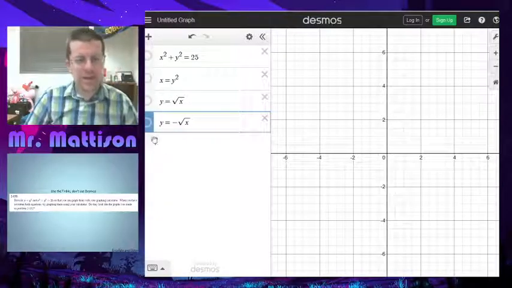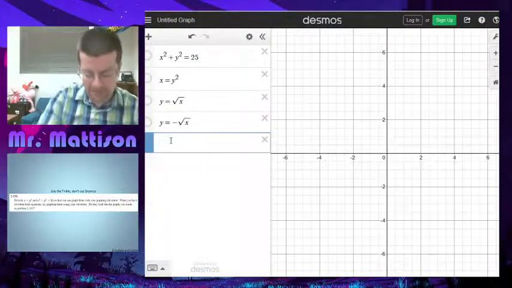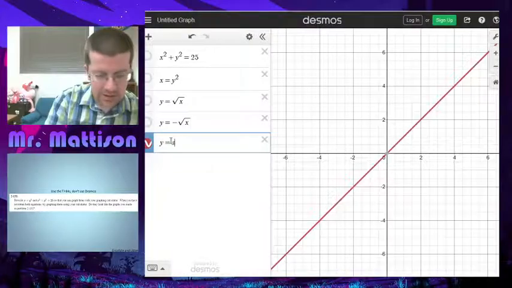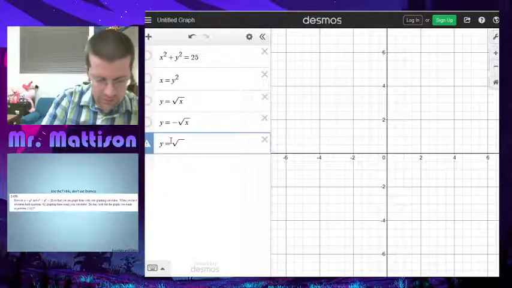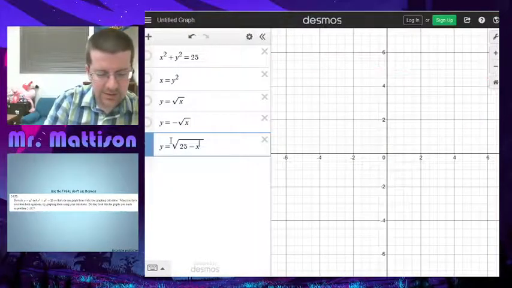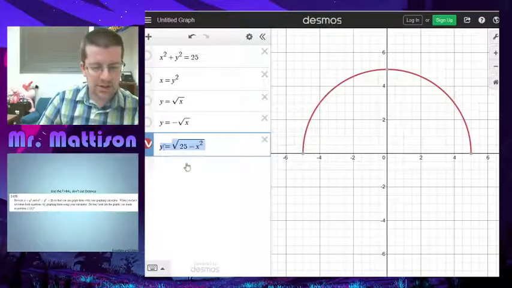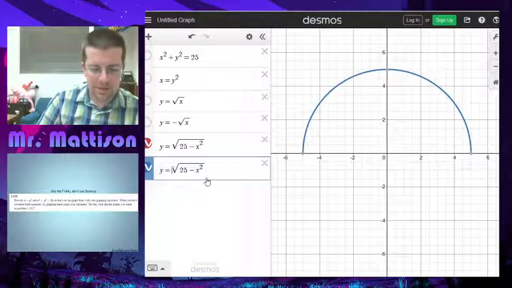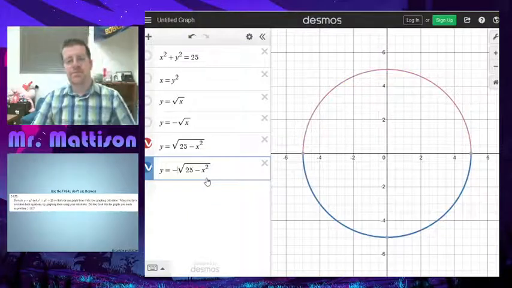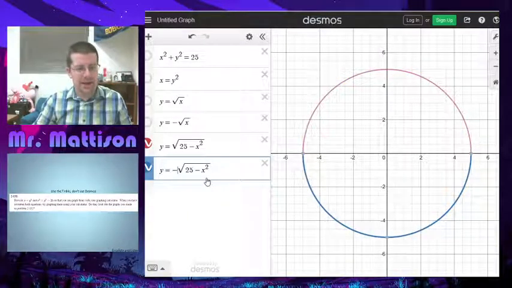Okay. Now let's try it for our circle, right? If I have y is equal to square root of 25 minus x squared, there's a half circle there, awesome. And then what if I do that same thing, but I put a negative in front? Now it gives me the other half of my circle.